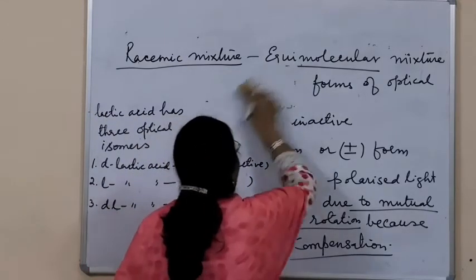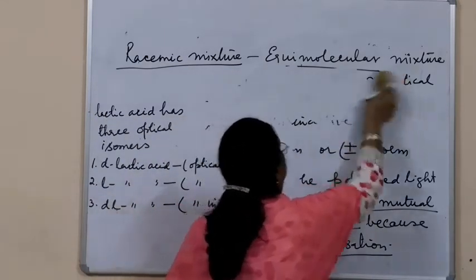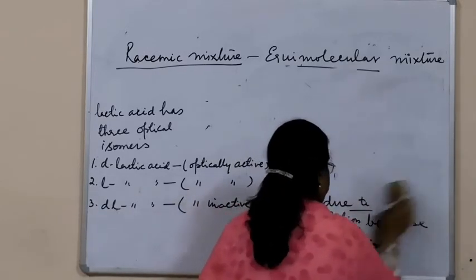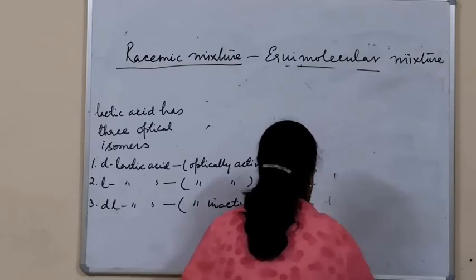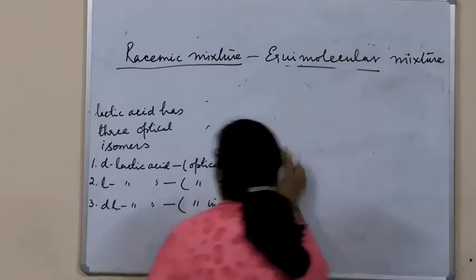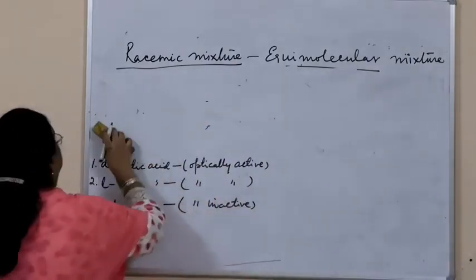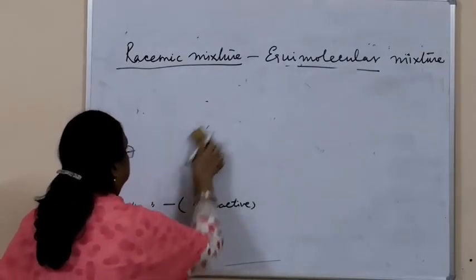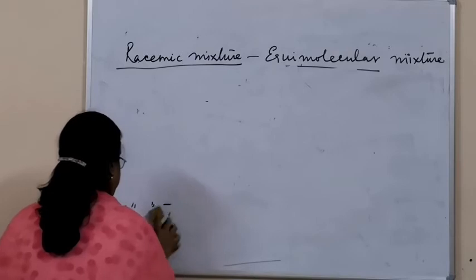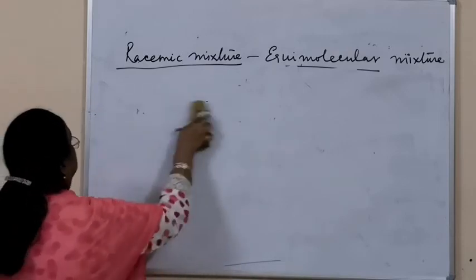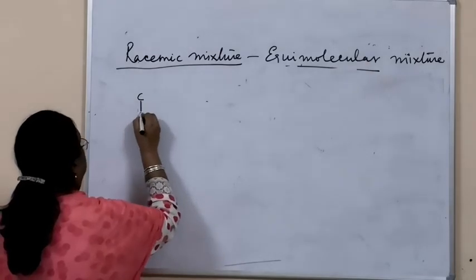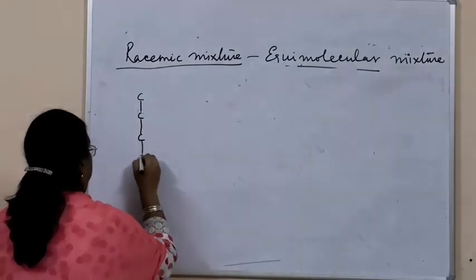Now one more example we will do. That is tartaric acid, mentioned in your syllabus. So if I do it for tartaric acid, this is your carbon 1, 2, 3 and 4.